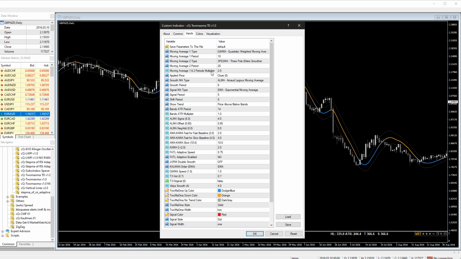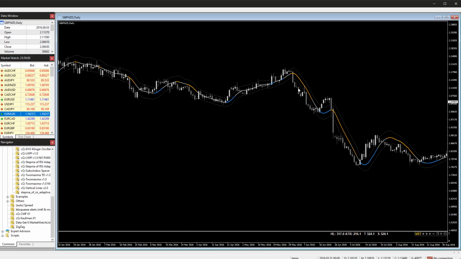This video is going to be about the cQ-Twomaoma TD. This is the indicator here. It's mainly a confirmation indicator. It's more of an entry or volatility. Like here, this is saying this is a possible entry point. This is a possible entry point. That is a possible, okay?